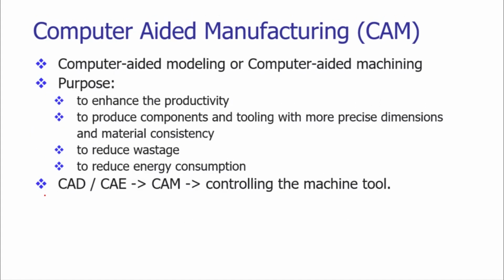Computer aided manufacturing is very widely used in industry, and the very popular abbreviation or short form is CAM. But many times CAM is also used for computer aided modeling or computer aided machining as well. However, the basic purpose of computer aided manufacturing is to enhance the productivity.